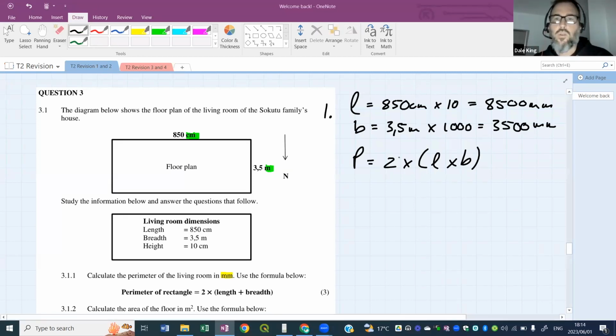All right. So we've converted my length, which was in centimeters. I said I want to convert that to millimeters, so I times by 10.